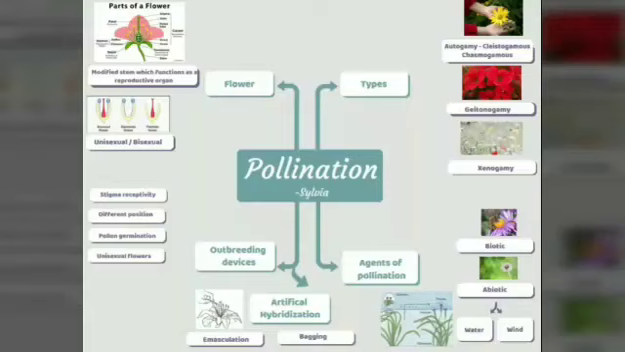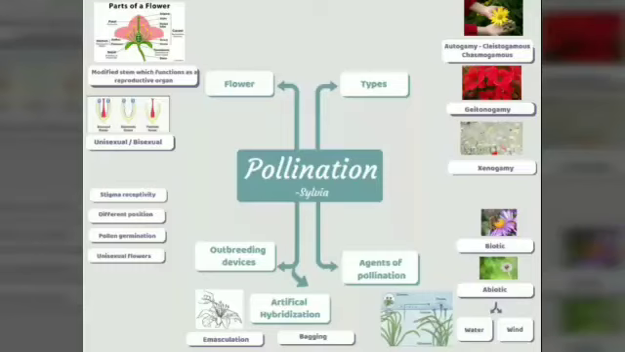Self-incompatibility is a device to prevent inbreeding, which is a genetic phenomenon of inhibiting pollen tube growth on the stigma of the same flower. Another device to avoid self-pollination is to produce unisexual flowers.